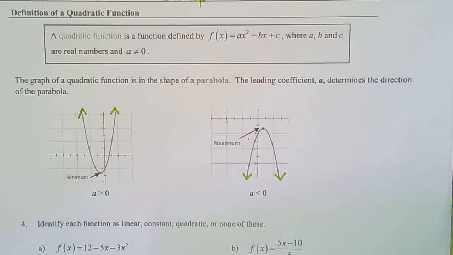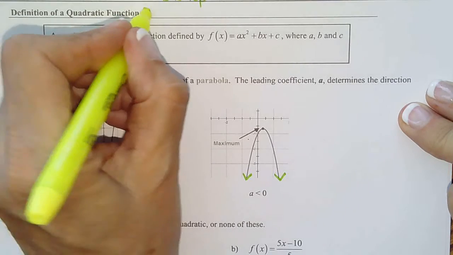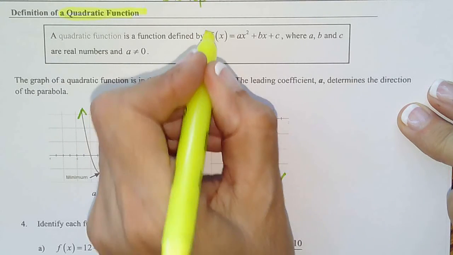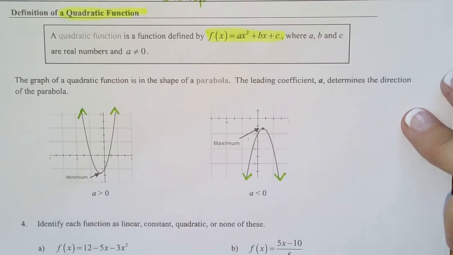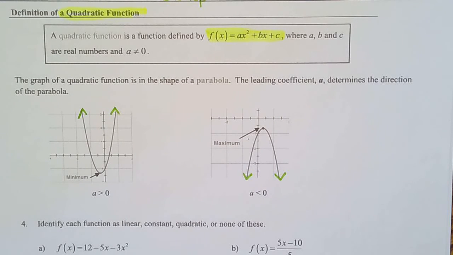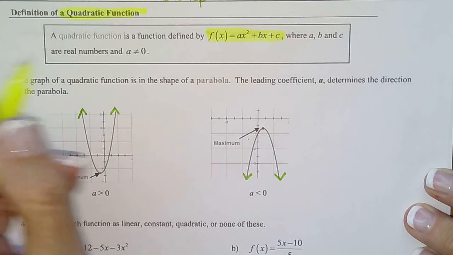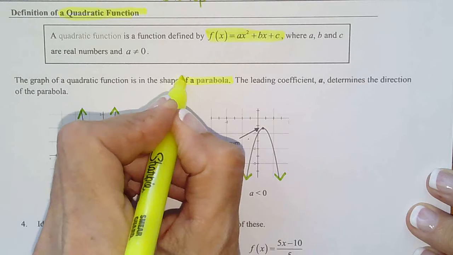So let's highlight the important words there. It's called a quadratic function. It looks like this, and this, by the way, is what we study the rest of the class, our quadratics. So everything we do from here on out is about quadratics. So, the pretty big definition. And quadratics graph as a parabola.